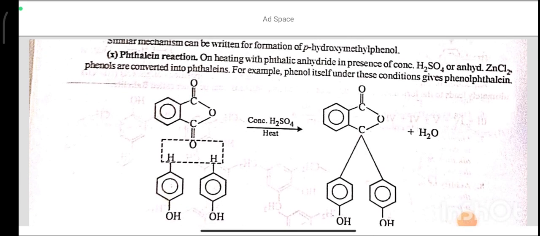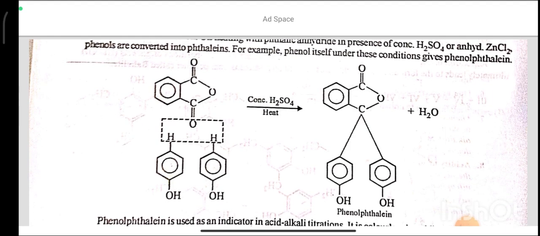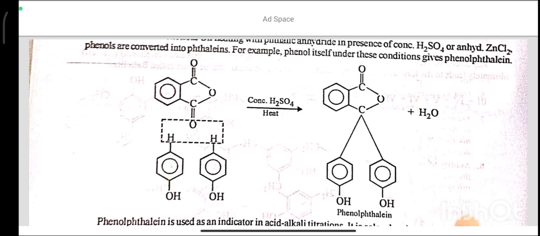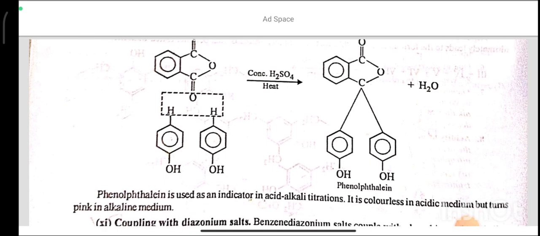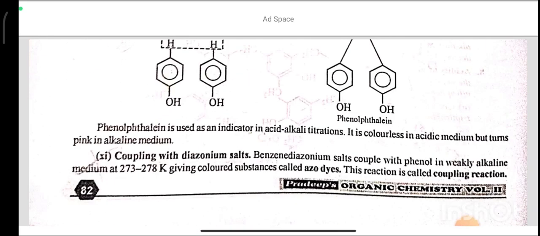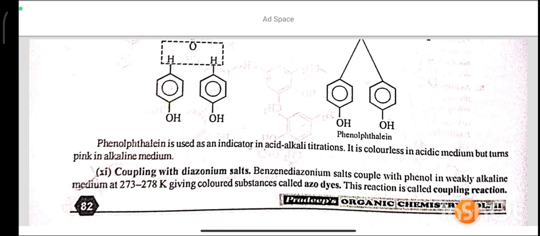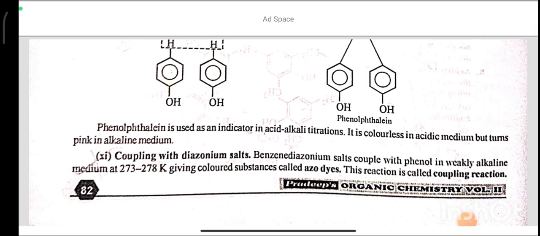Phthalein reaction. On heating with phthalic anhydride in presence of concentrated H2SO4 or anhydrous ZnCl2, phenols are converted into phthaleins. For example, phenol itself under these conditions gives phenolphthalein. Phenolphthalein is used as an indicator in acid-alkali titration. It is colorless in acidic medium but turns pink in alkaline medium.